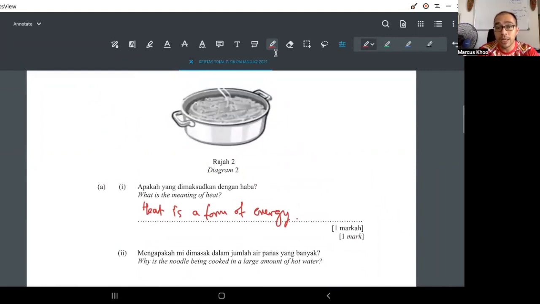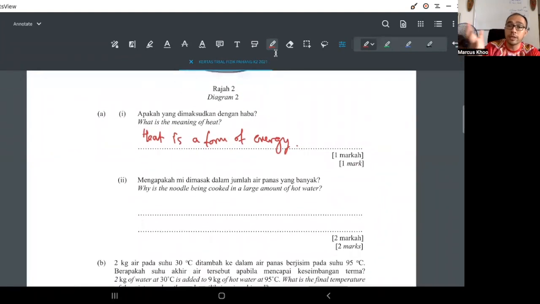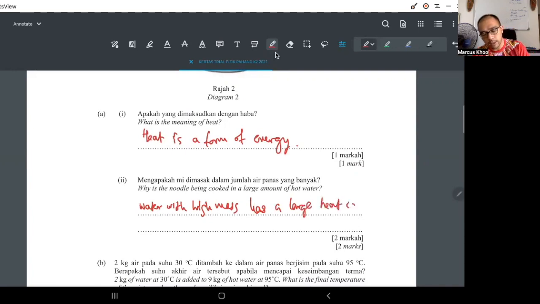So when we think of a large amount of hot water, we think of the heat capacity, obviously. Water with high mass has a large heat capacity. So you have a lot of water. Because the mass is big, the heat capacity will be very big, like it has a lot of heat stored inside.